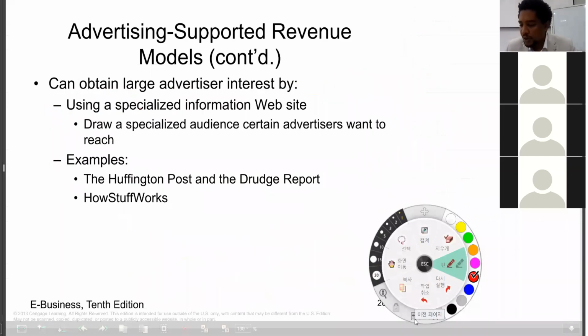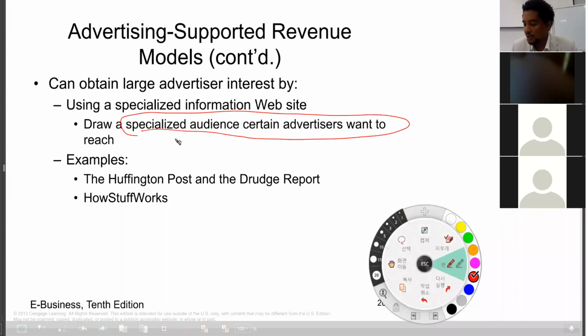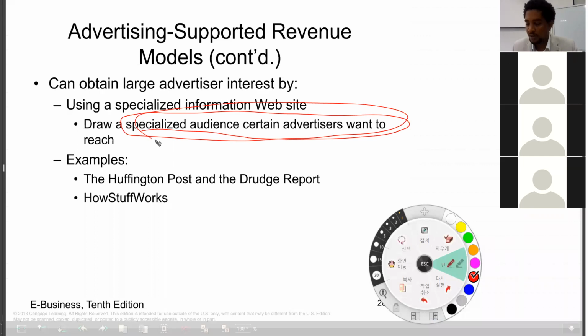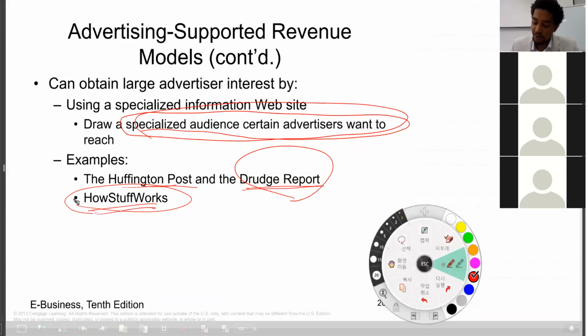Then let's continue. They can obtain large advertisers' interest by using a specialized information website. They draw a specialized audience. Okay, as I've said, you can identify your audiences. Okay, for example, the Huffington Post and Drug Report, they focus on consumers. For example, this focuses on consumer reports. Or if you check, for example, How Stuff Works, people, this is a website, okay, if you know this.